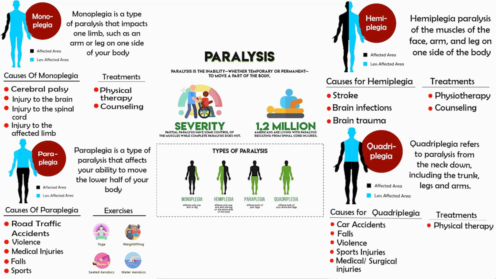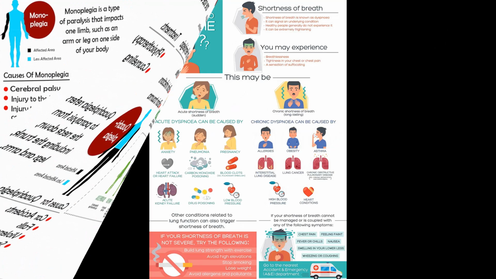Quadriplegia refers to paralysis from the neck down, including the trunk, legs, and arms. Causes for quadriplegia are car accidents, falls, violence, sports injuries, and medical or surgical injuries. Treatment is physical therapy.